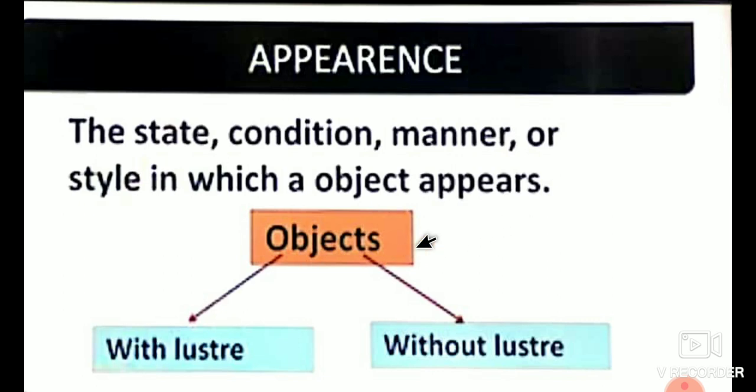For example, if we consider any objects, they will be of two types. The first one is with luster and the second one is without luster. Therefore, the state, condition, manner or style in which an object appears is of two types, that is, with luster and without luster objects.